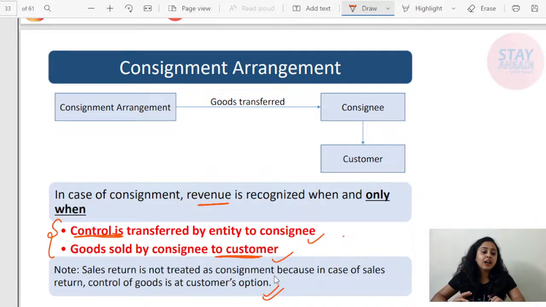Okay, that's all for this lecture. We'll continue the later part of Ind AS 115 in the next lecture.